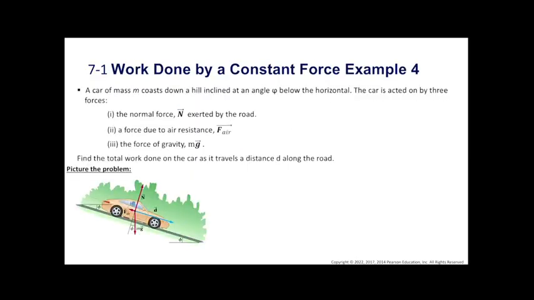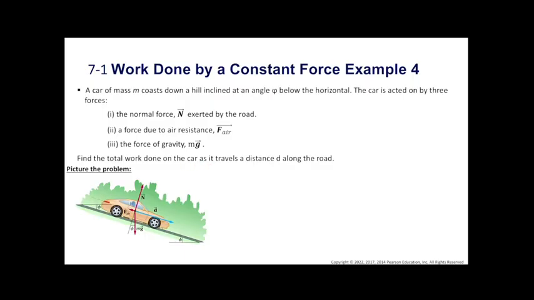Let's see an example before moving to the next section. A car of mass m coasted down a hill inclined at an angle of 5 degrees below the horizontal. The car is acted on by 3 forces: the normal force, which is always perpendicular to the surface, the force due to air resistance, F air, which is always opposite to the direction of motion, and the force of gravity mg, which is vertically downward. We are asked to find the total work done on the car as it travels a distance d along the road.